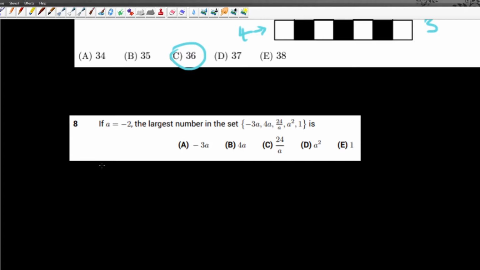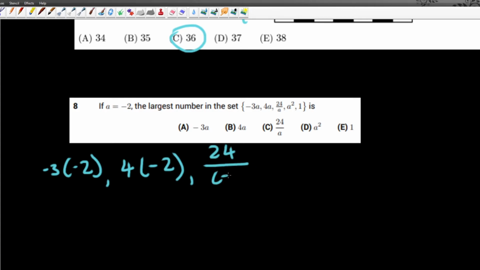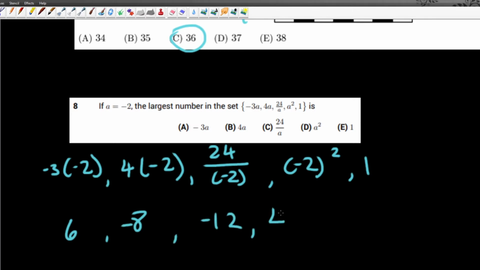Question 8 reads, if A is equal to negative 2, the largest number in this set, negative 3A, 4A, 24 over A, A squared, 1 is. So we just substitute in negative 2 for every A there is. So we do negative 3 times negative 2, 4 times negative 2, 24 over negative 2, negative 2 squared, and 1. This is equal to 6, negative 8, negative 12, 4, 1, and the largest number is negative 3A because negative 3A is 6.